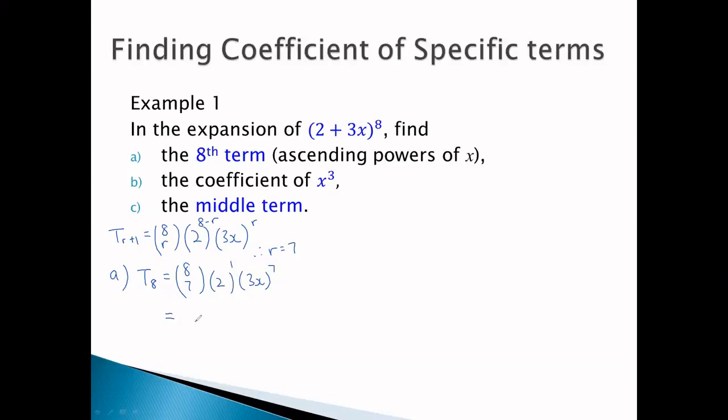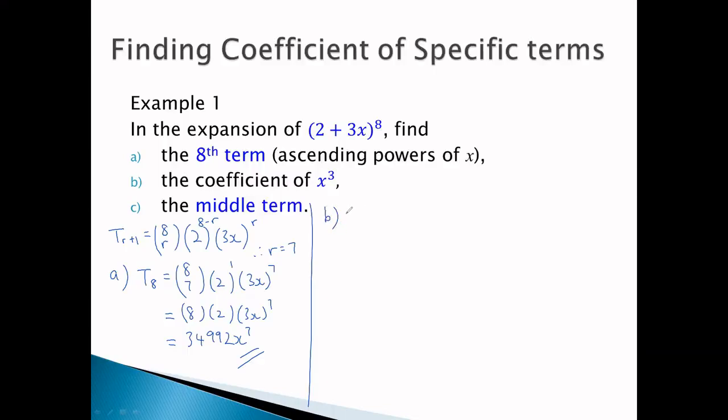So if I do 8 choose 7, it's 8, 2, and 3x to the power 7. And let's simplify this. 8 times 2 times 3 to the power 7. I get 34992 x to the power 7. And this is my 8th term, right?